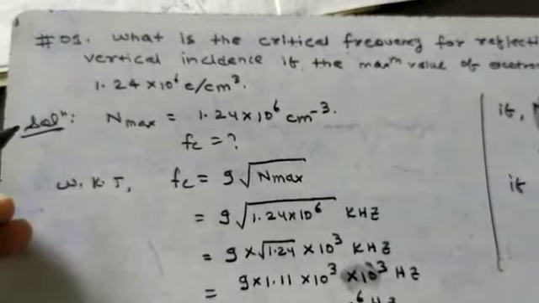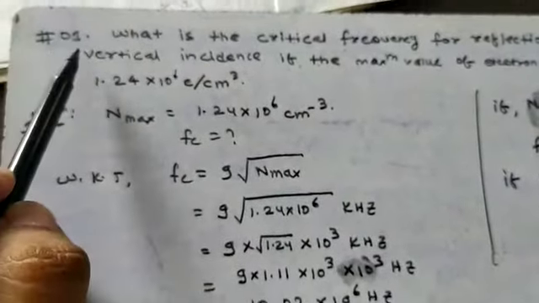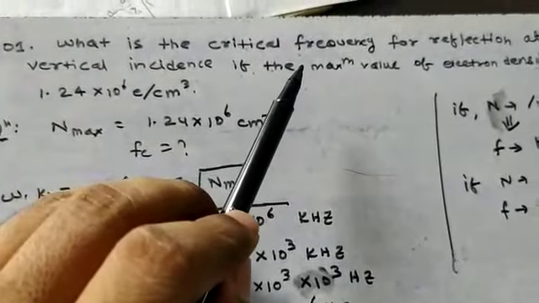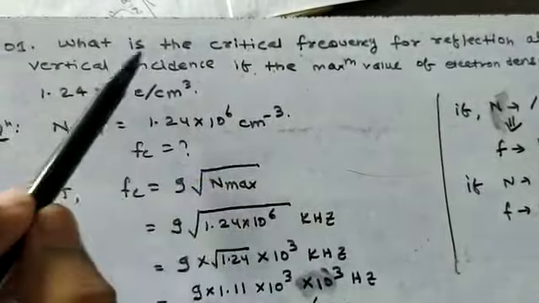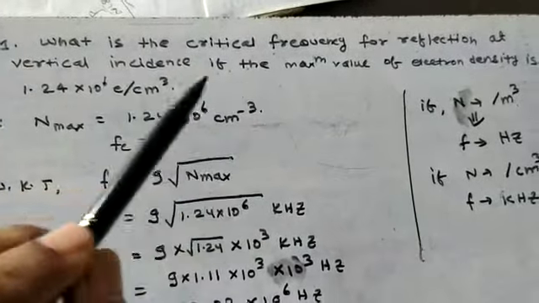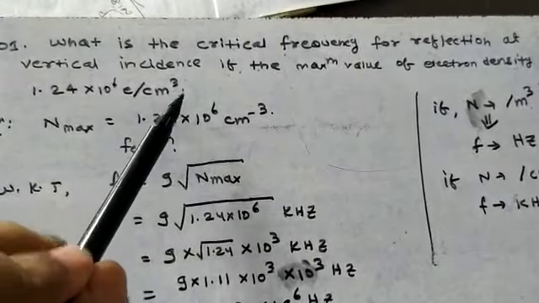Today I have come up with another numerical based on critical frequency. Okay, so this is number 1. What is the critical frequency for reflection at vertical incidence if the maximum value of electron density is 1.24 into 10 to the power 6 electrons per cubic centimeter?